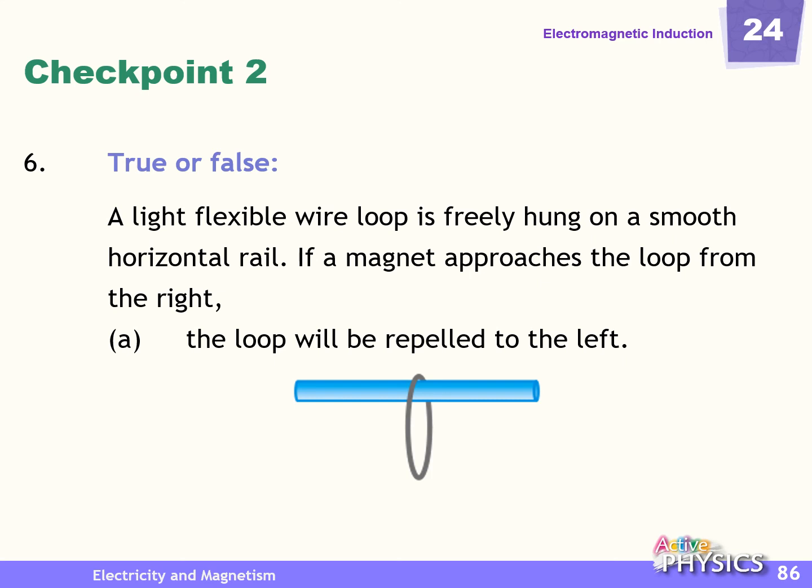So true or false? A light, flexible wire loop is freely hung on a smooth horizontal rail. If a magnet approaches the loop from the right, the loop will be repelled to the left. Yes or no?